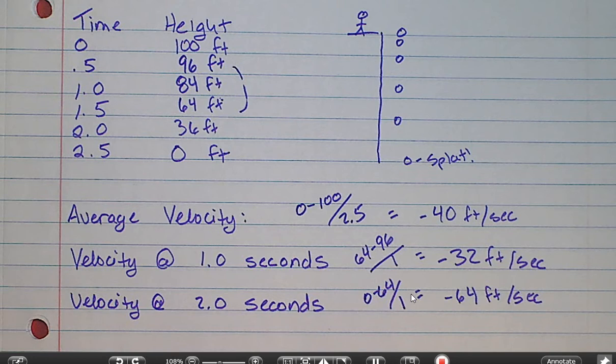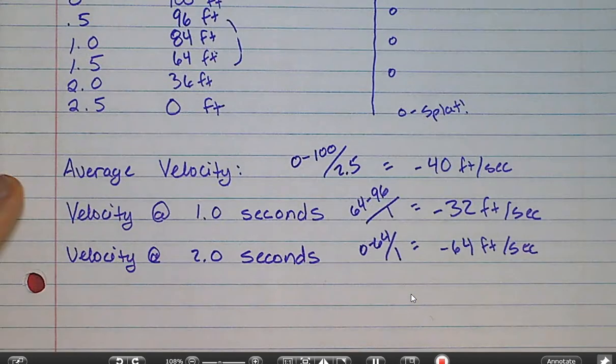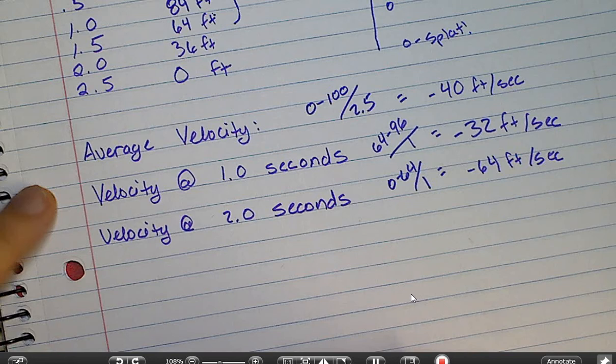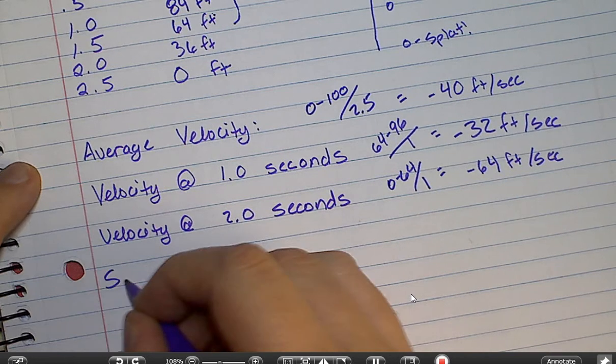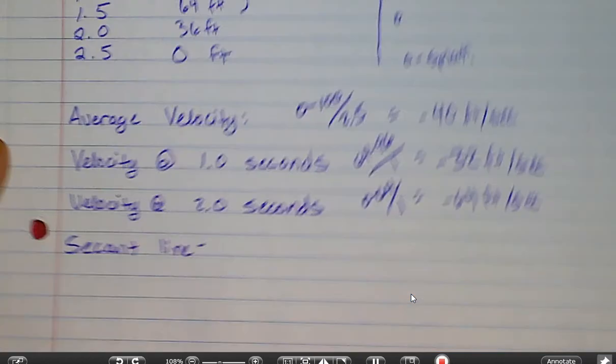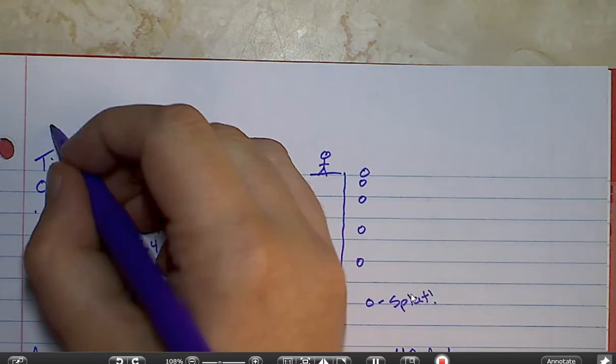All right, so what we're talking about today is the difference between a secant line and a tangent line. So here we go. So a secant line. What should we title these notes? So we'll title the notes Tangents and Secants.